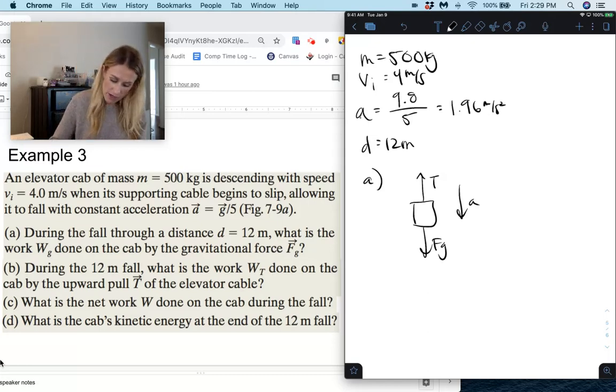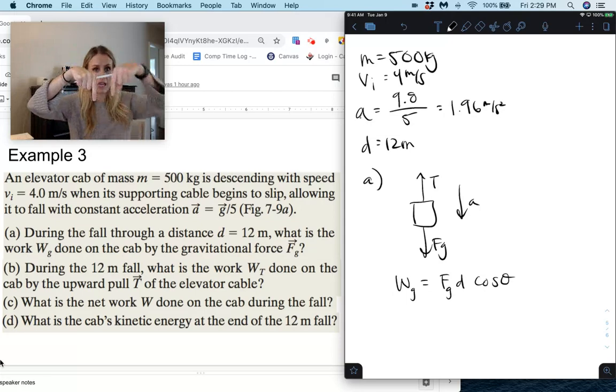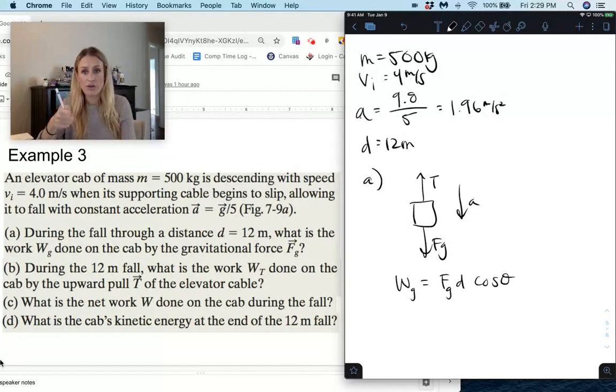Now we are accelerating downward, and we want to know the work done by the force of gravity. So we know that work is equal to force times displacement times the cosine of theta. In this case, we're talking about the work done by the force of gravity, so that will be the force of gravity times displacement times the cosine of theta. So of course, our displacement is also down, so that angle is going to be 0 between the force of gravity and the displacement vector. That angle is 0 between those two vectors. Force of gravity, of course, we know is mass times acceleration of gravity.